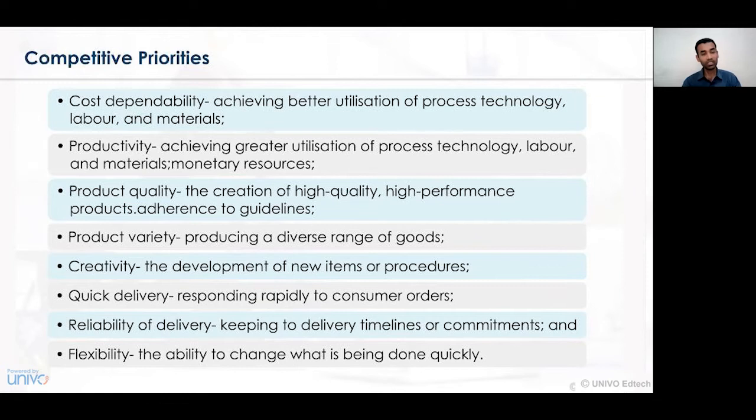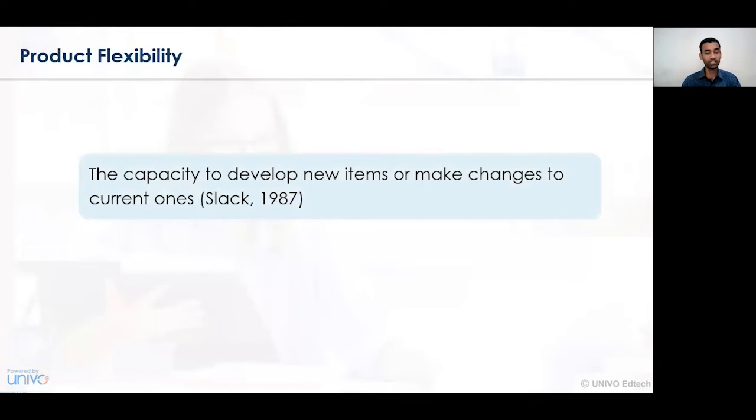Flexibility. Now, considering the competitive priority with respect to flexibility, it may relate either to cost, productivity, product quality, product variety, creativity, or delivery perspectives. So, wherever flexibility is identified, accordingly all the changes in the organization need to be implemented, and the flexibility in the decision-making process needs to be implemented at an early stage.